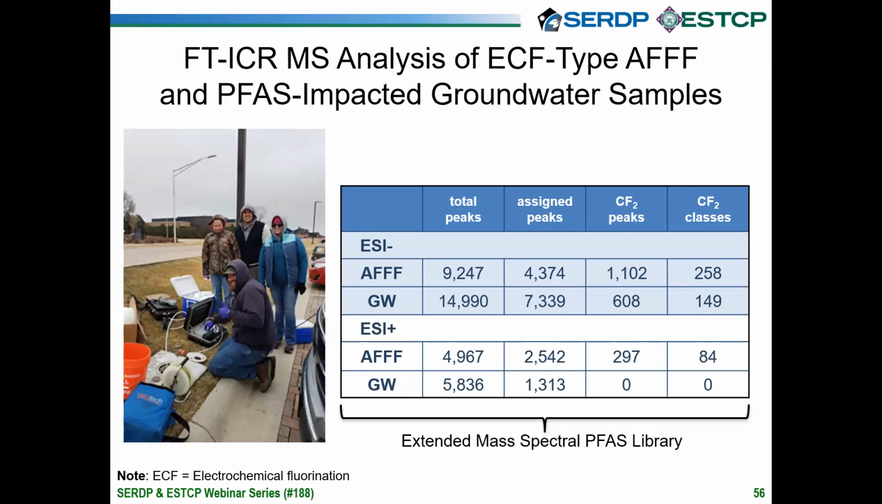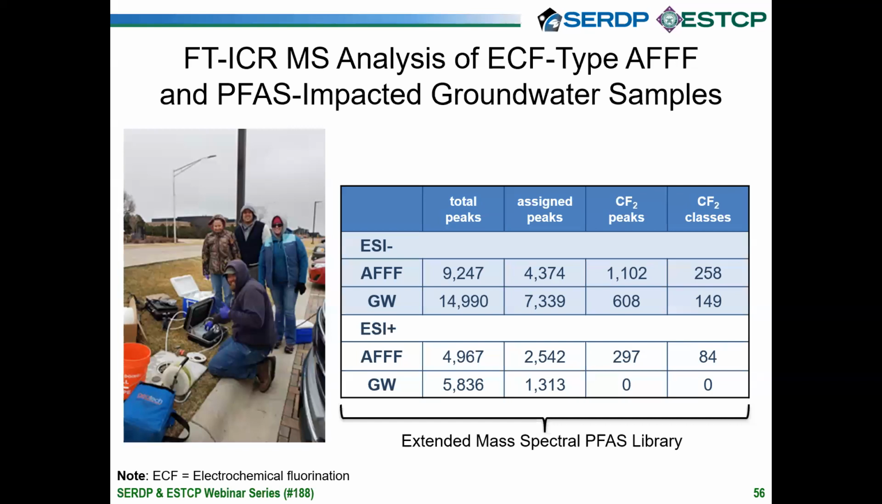So we tried this initially on an aqueous film forming foam, but we also tried it on groundwater. You can see my former team here at Colorado State University, my former institution. And then what I'm listing here are the detections we had in electrospray ionization mode, both in negative and in positive. And so in negative mode, and this is published in the AFFF sample, we found close to 10,000 peaks, of which we could assign about half.